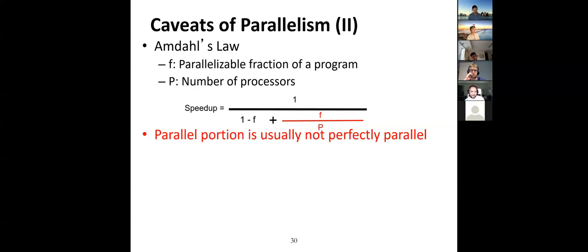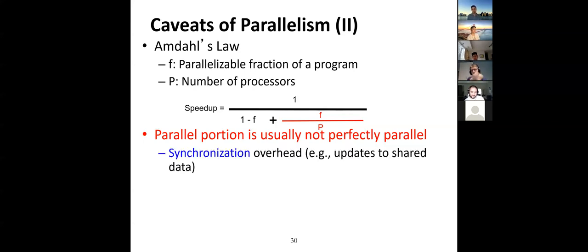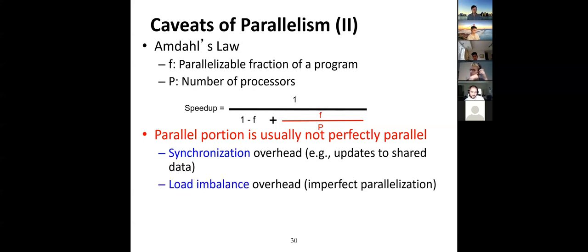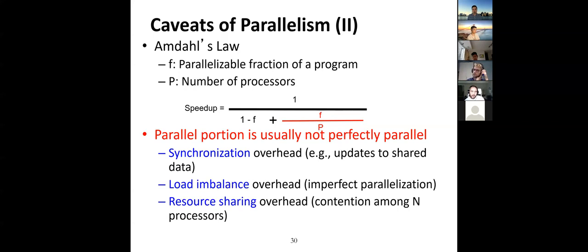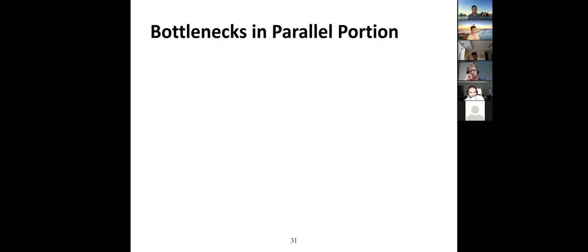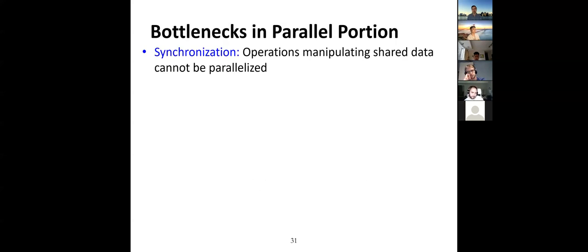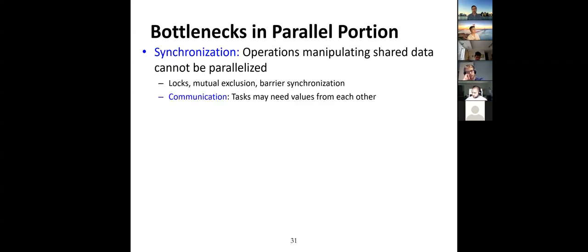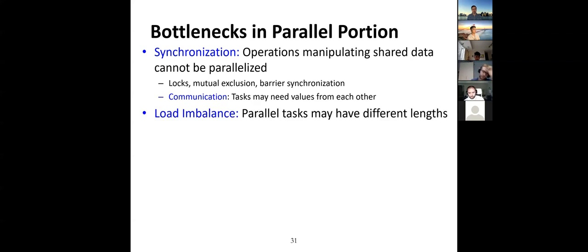The parallel portion, even if done very efficiently, is usually not perfectly parallel. There is synchronization overhead, updates to shared data, and resource sharing and contention among many processes. So there are several major bottlenecks in the parallel portion. First is synchronization, which you've just seen. Tasks cannot be easily synchronized: locks, mutexes, barrier synchronization, different forms of communication. Tasks may need values from each other.